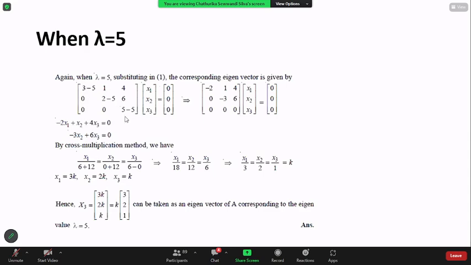Now we're going to substitute 5. 3 minus 5, 2 minus 5, 5 minus 5. So 3 minus 5, minus 2, 2 minus 5, minus 3, 5 minus 5, 0. So now we have the new system, and we are writing again the system of equations. Minus 2 times x1 plus 1 times x2 plus 4 times x3 is equal 0. So the first equation done. Second equation, 0 times x1 minus 3 times x2 plus 6 times x3 is equal 0.